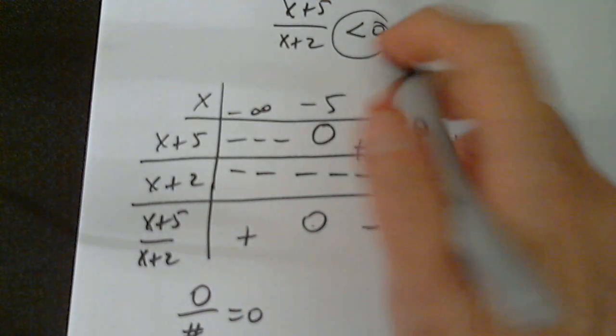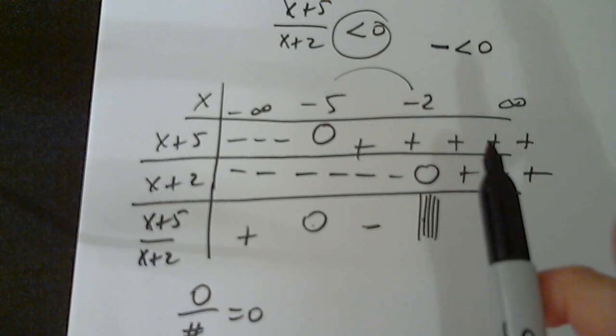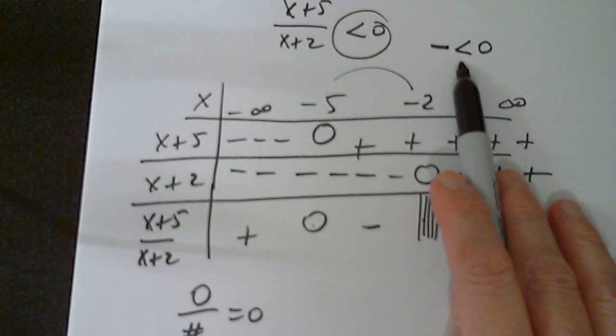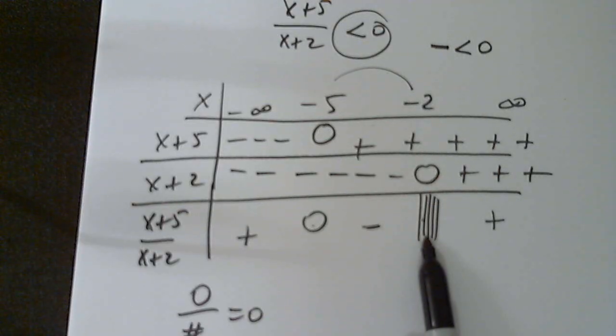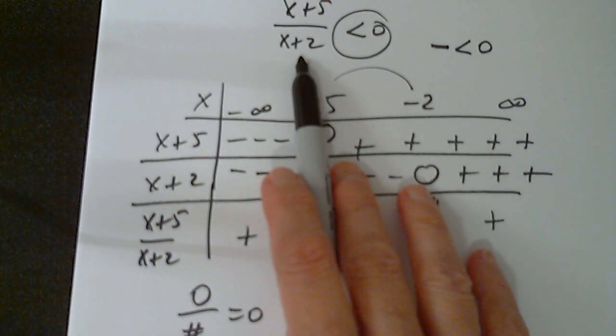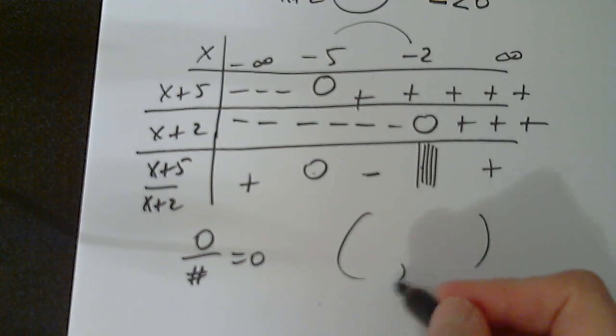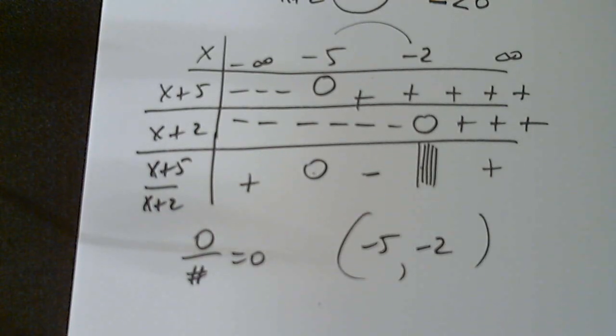Yes, right here. I cannot include either one of them. I cannot include -5 because there is no equal symbol. I can never include -2 because it's undefined. So the answer is open, open, -5, -2. Very good pick.